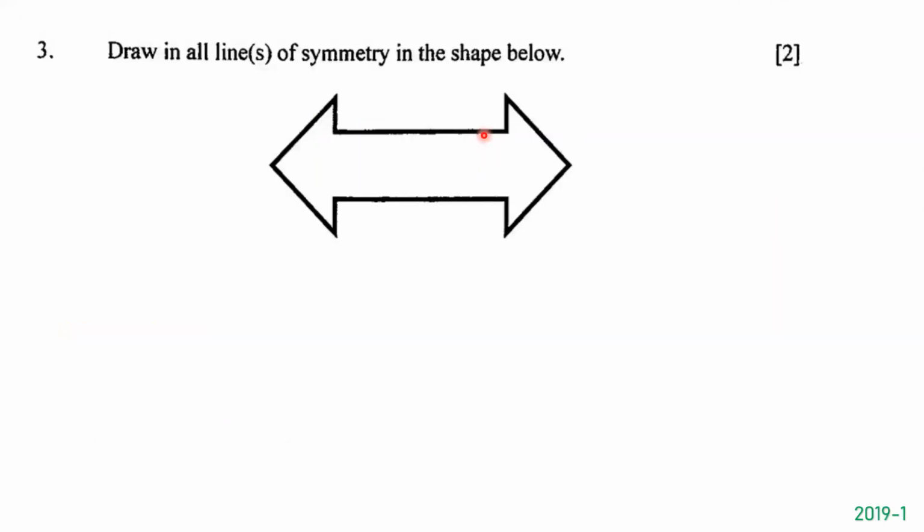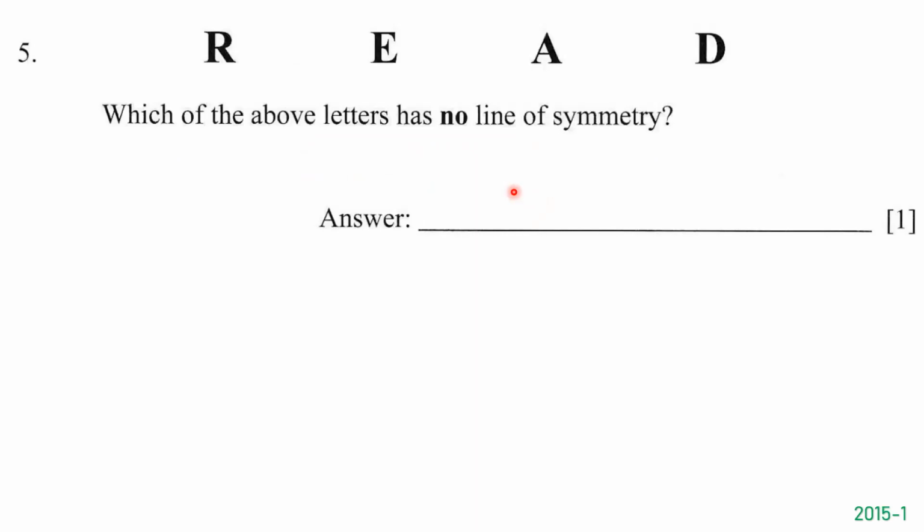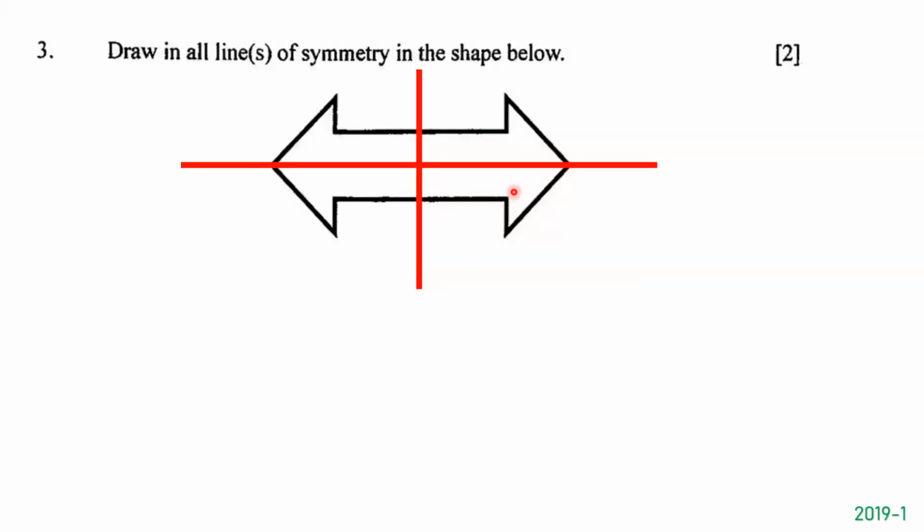It says draw in all lines of symmetry in the shape below. Here we have a double arrow. And for the double arrow, what we have is one line of symmetry vertically, which means that this side is exactly identical to this side. And then we have this horizontal line of symmetry, which means that the top part up here is identical to the bottom part. All right, so what does that mean? That means that we can move on because we already gave them the two lines of symmetry. Okay, let's move on to the next question.